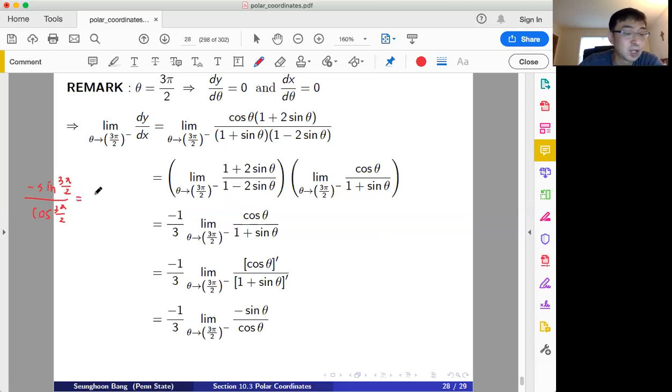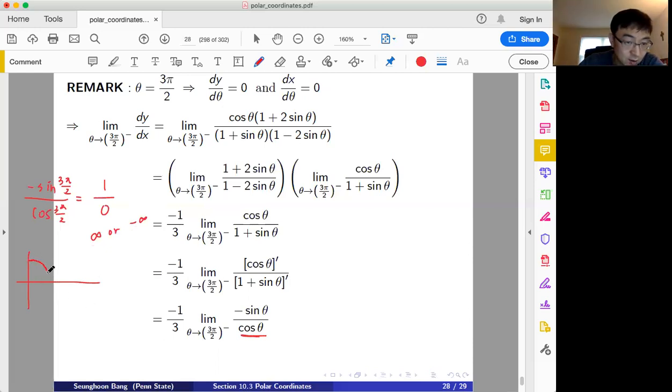Sine 3 pi over 2 is minus 1. The minus 1 times minus 1 is positive 1. Cosine 3 pi over 2 is 0. We have a 1 over 0 form. We have two possible answers, infinity or negative infinity. How can you decide? You can use a one-sided limit.